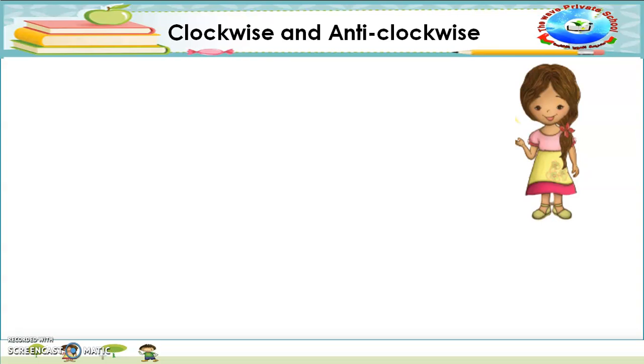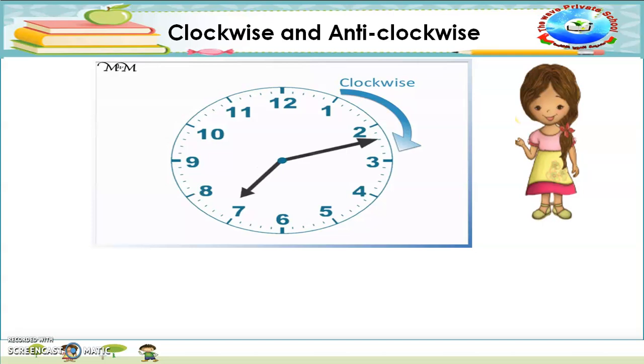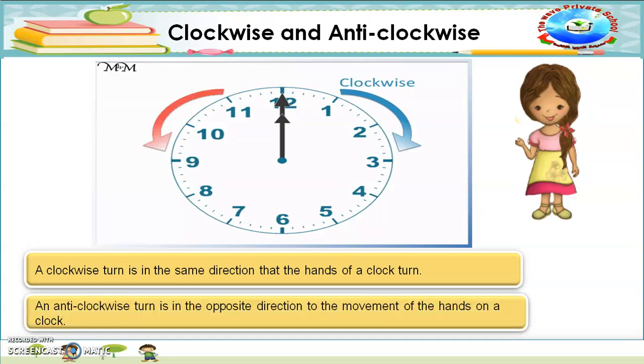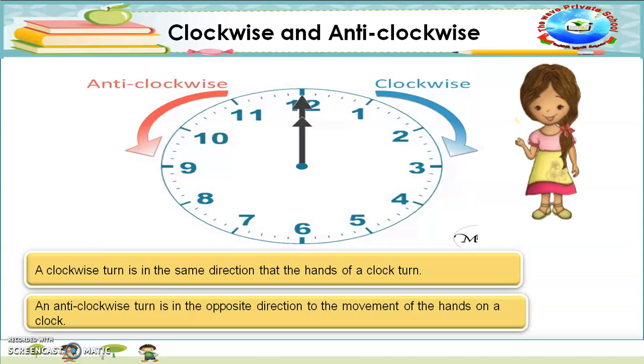Before starting the lesson, you need to revise the clockwise and anti-clockwise turns. Look at the clock. A clockwise turn is in the same direction that the hands of a clock turn. Also, an anti-clockwise turn is in the opposite direction to the movement of the hands on a clock.